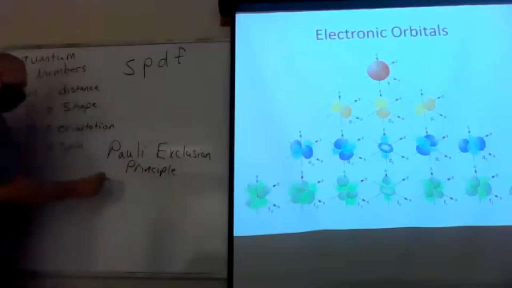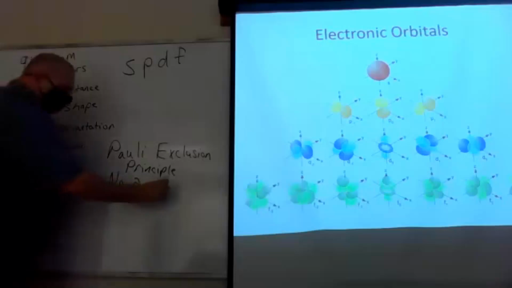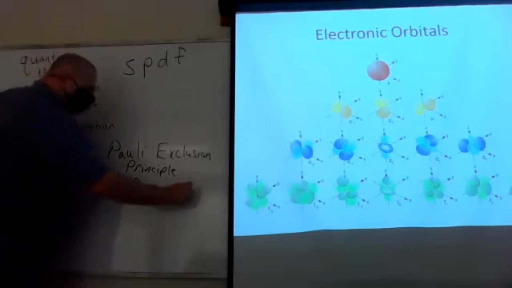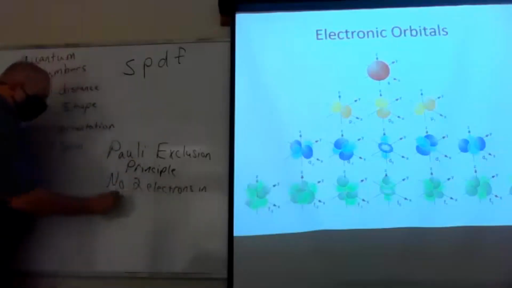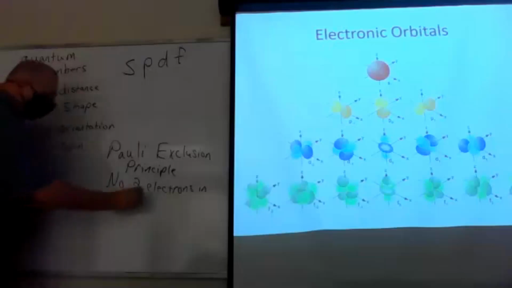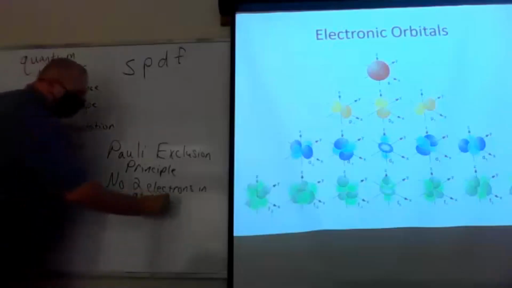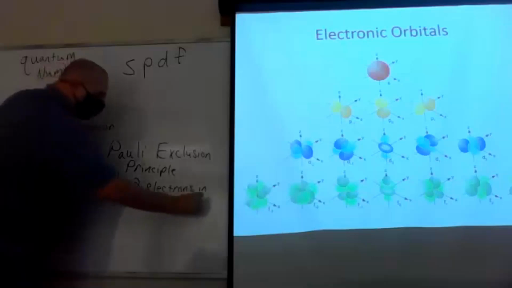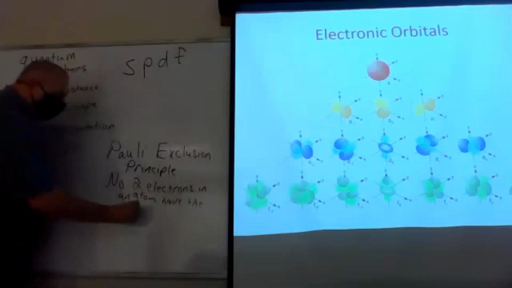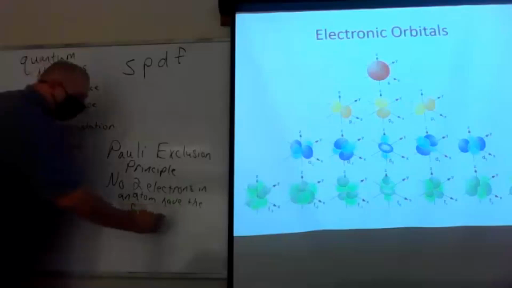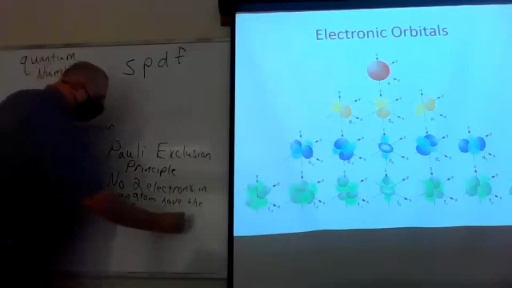And it's easy enough. It says no 2 electrons in an atom have the same 4 quantum numbers.